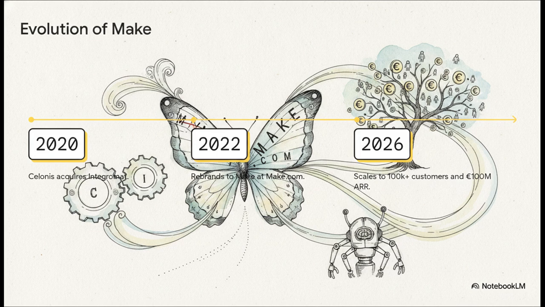And despite taking a short-term hit to their search rankings by using such a common English verb, the bet completely paid off. By 2026, they scaled to over 100,000 paying customers and hit a staggering 100 million euros in annual recurring revenue, all while shifting their focus toward visual, agentic AI orchestration.